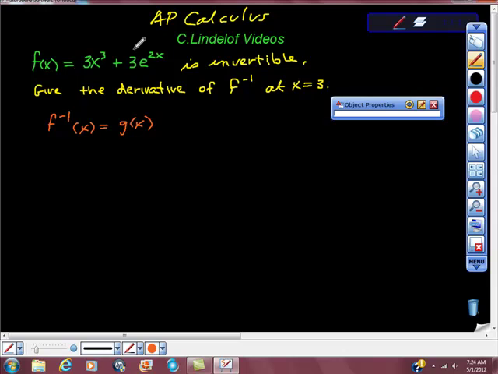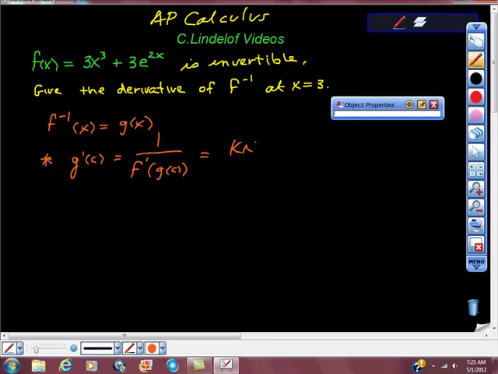I can try to invert this and then take its derivative, or I can use this formula that I have. If you're going to see a problem like this on the exam, we might as well get this. If we want g prime at c, it's equal to 1 over f prime at g of c, c being that value that we're given. So we have to know this formula.